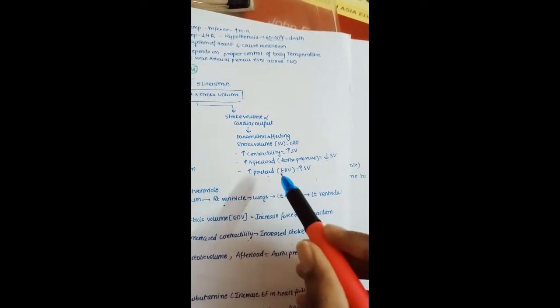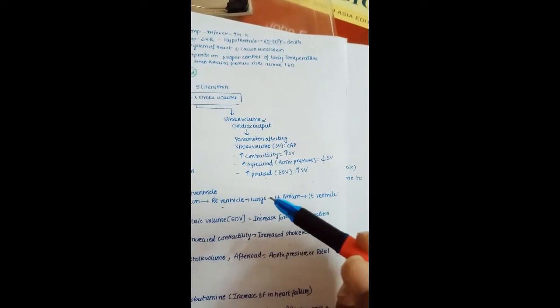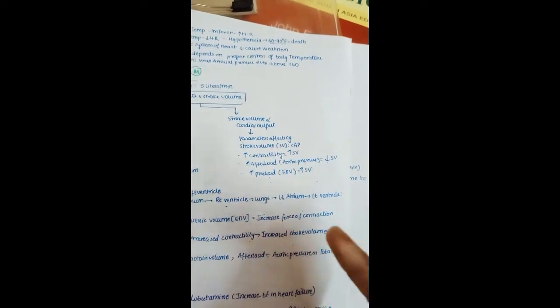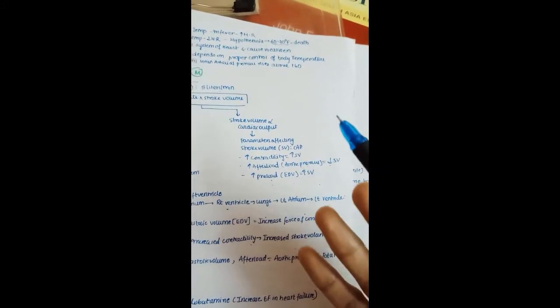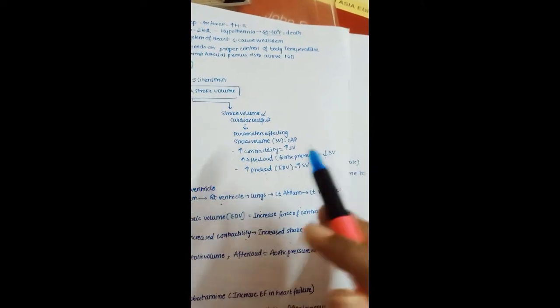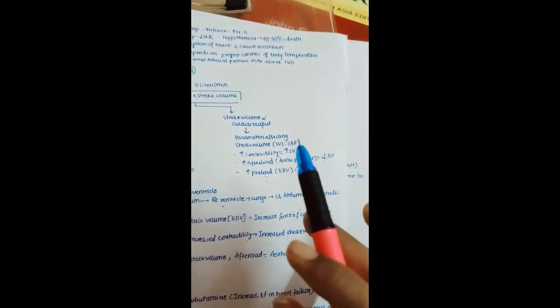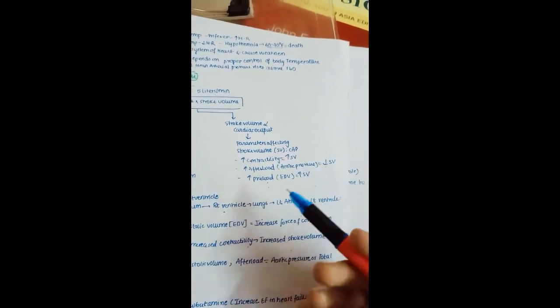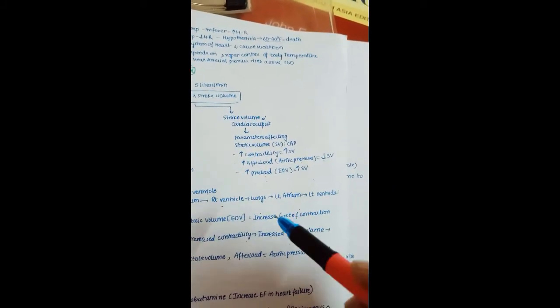And an increase in afterload. Afterload is nothing but an increase in aortic pressure. You can understand, if there is more aortic pressure, then it's hard for our left ventricle to pump against this aortic pressure. So this in turn leads to a decrease in stroke volume. So always remember, if the preload increases, then stroke volume increases, but if the afterload increases, then it is hard for the heart to pump, so stroke volume decreases.